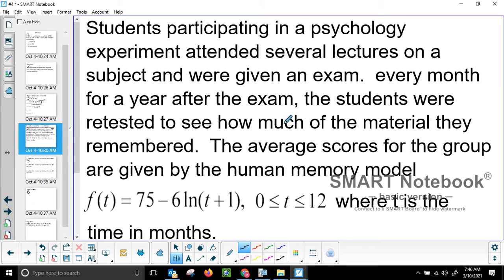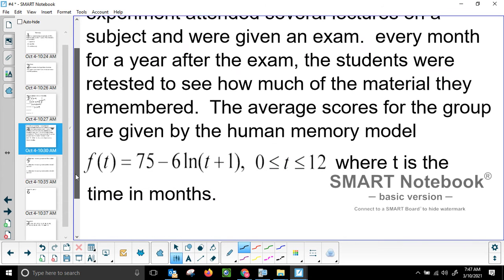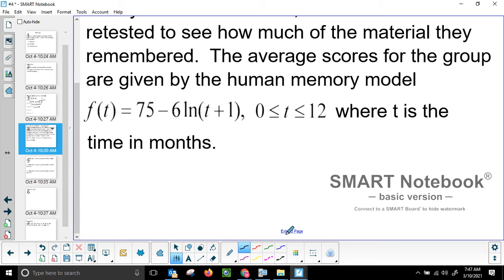Students participating in a psychology experiment attended several lectures on a subject and were given an exam. They were given an exam every month for a year. After the exam, the students were retested to see how much of the material they remembered. The average scores for the group are given by the human memory model, f of t equals 75 minus 6 ln of t plus 1, valid for t between 0 and 12, where t is the time in months.